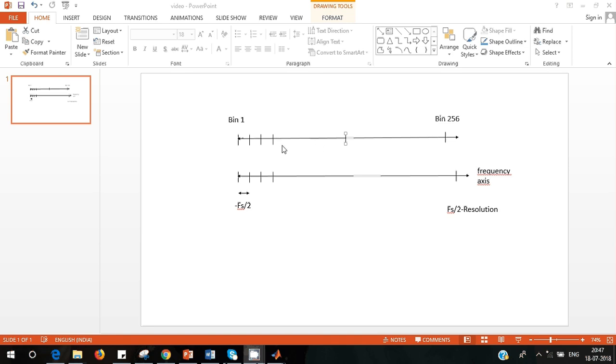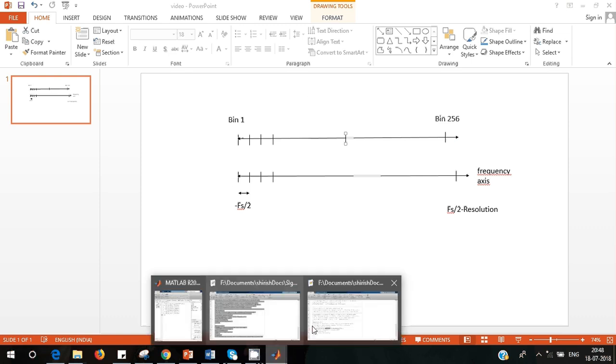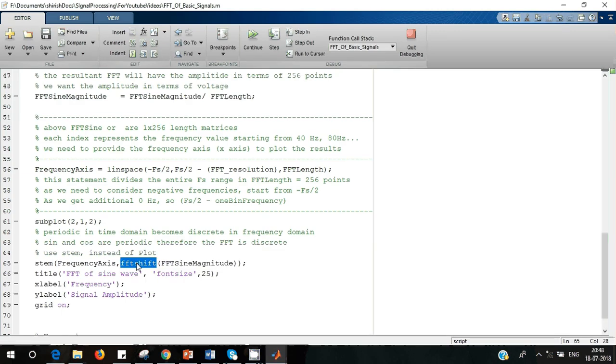FFT shift simply does the arrangement. It is an inbuilt function of MATLAB which rearranges the spectrum, because the practical calculation gives negative frequencies here and positive frequencies here. We want negative frequencies on the left side and positive frequencies on the right side. FFT shift simply shifts this part of the FFT to the left side. So let us see fftshift here. Then just set the title, X label as frequency, Y label as signal amplitude, grid on.